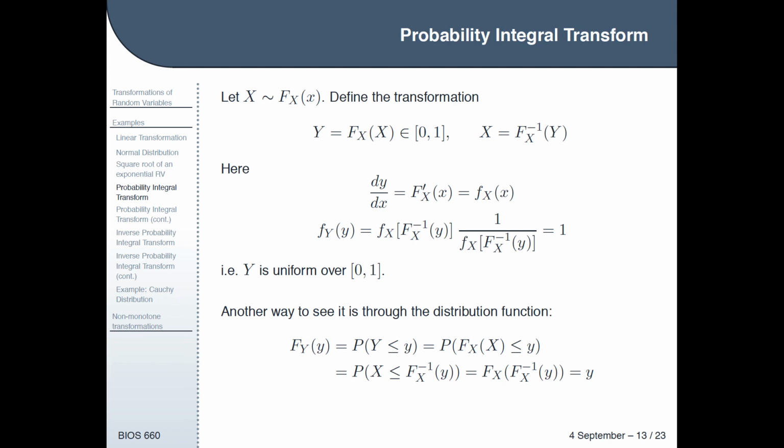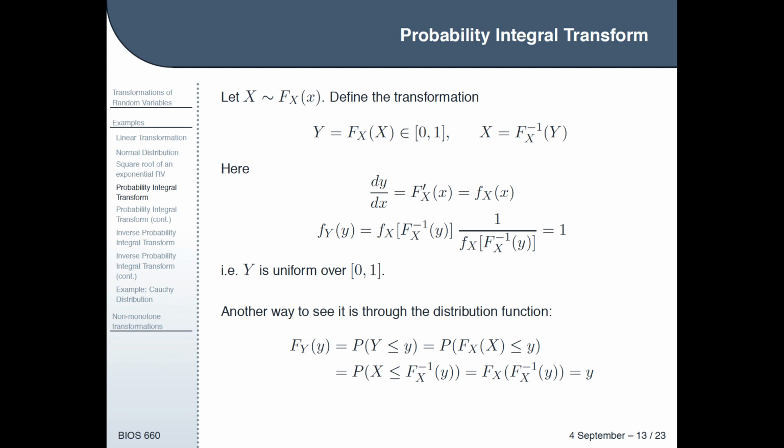Where did the big F inverse in the denominator come from? That is a good question. Do I understand my own slides myself? I think. That's the dx dy. Yeah.